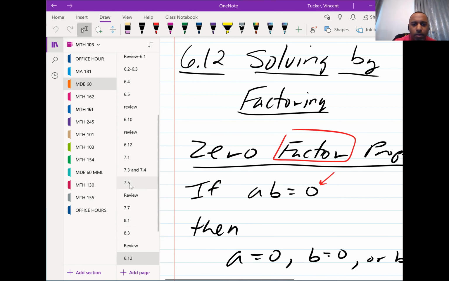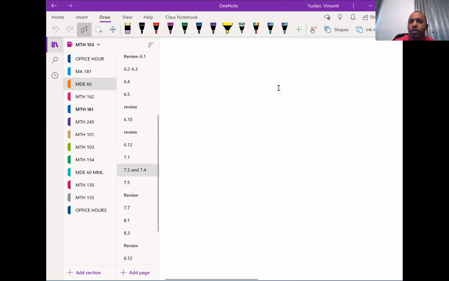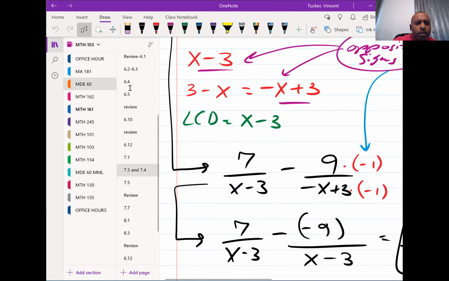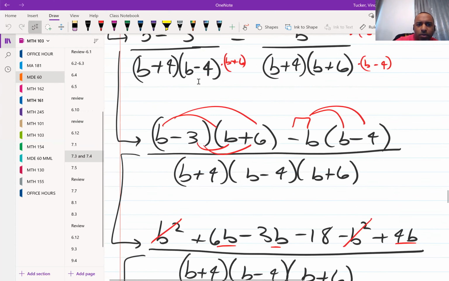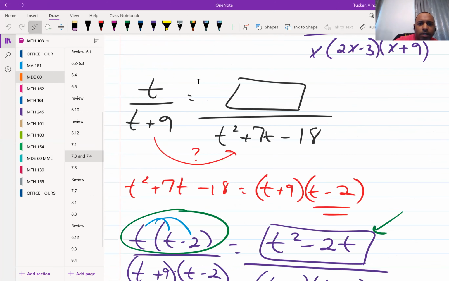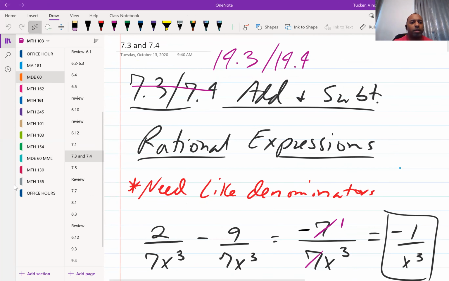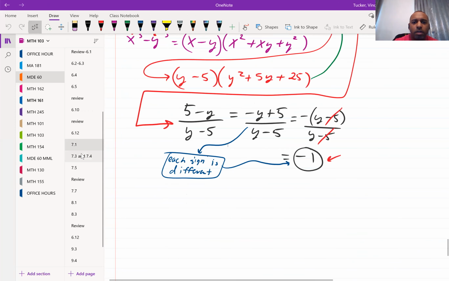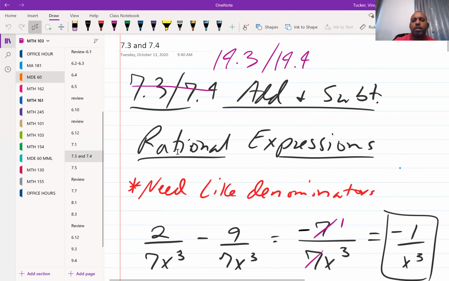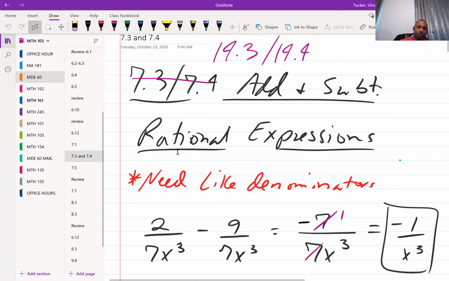So where is my 14 section? I'm looking at addition and subtraction. I just really need to relabel my stuff. We switched books, and I never relabeled them. So there we go. Yep, that's where we left off last class. So here we go, 14.3, 14.4. We're looking at adding and subtracting rational expressions.